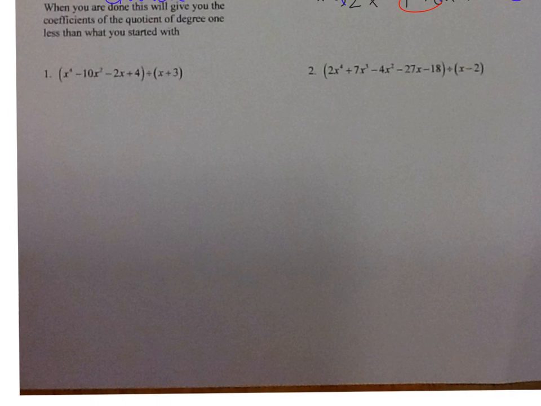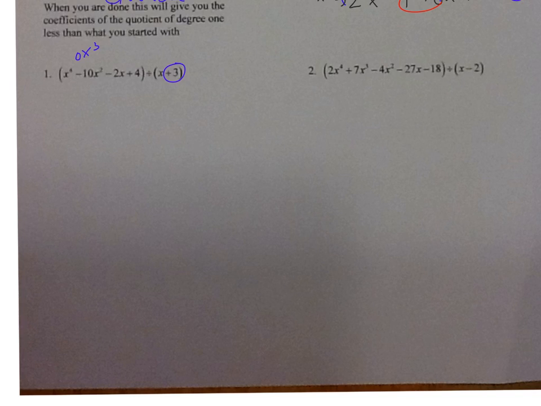All right, so I have here x to the 4th minus 10x squared minus 2x plus 4. Notice I'm missing a term. I'm missing an x to the 3rd, so I'm just going to write it right up here, 0x to the 3rd. You have to put that in there. You got to put in all your missing terms. And I'm going to divide by negative 3.